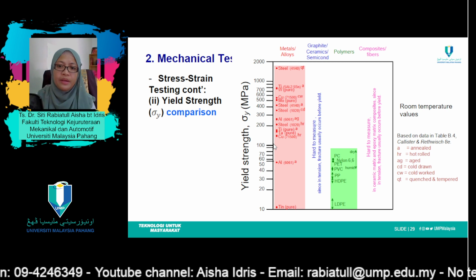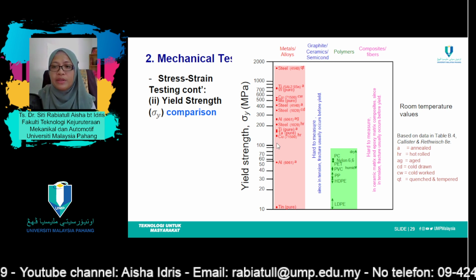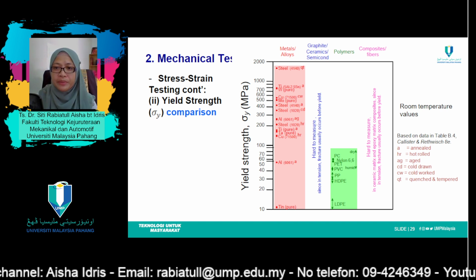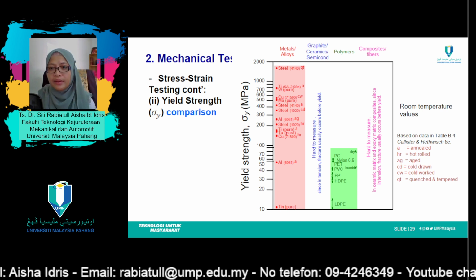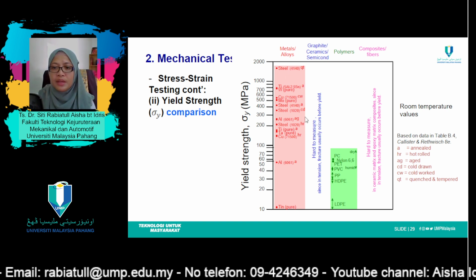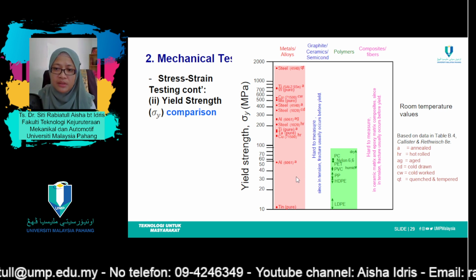And this table here shows the comparison of yield strength among different types of materials. If you look here, metal alloys normally produce the highest yield strength compared to the other types of materials.